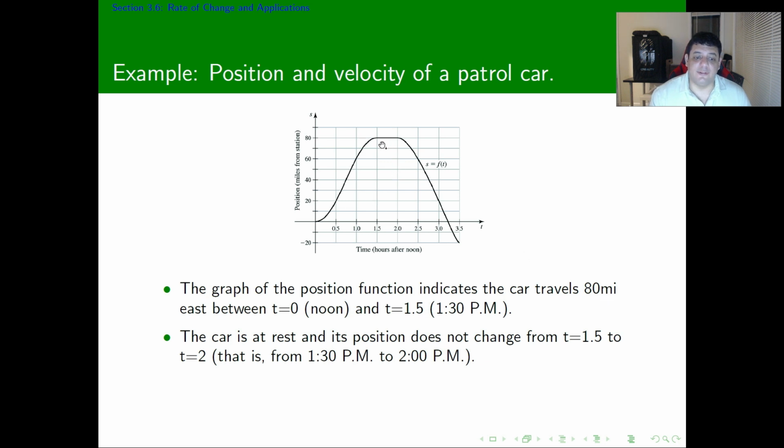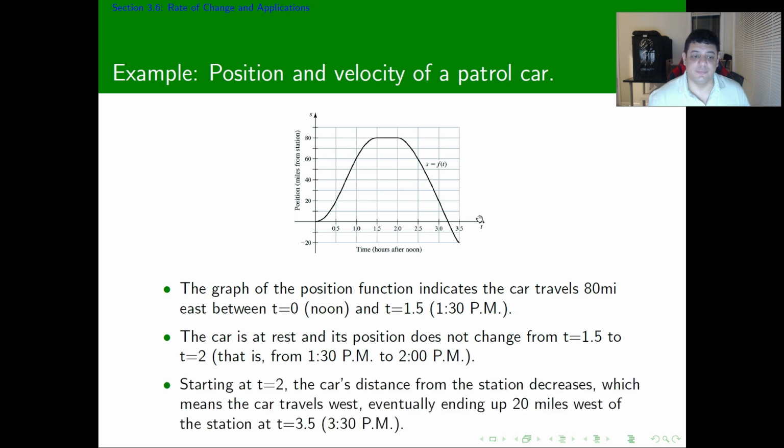Now, the car is at rest and did not change position from t equals 1.5 to t equals 2. So this is the interval where it's constant. You notice that the derivative here, the derivative of the position, is 0. It's flat in this position, constant. So there is no change in the position, and the car is at rest.